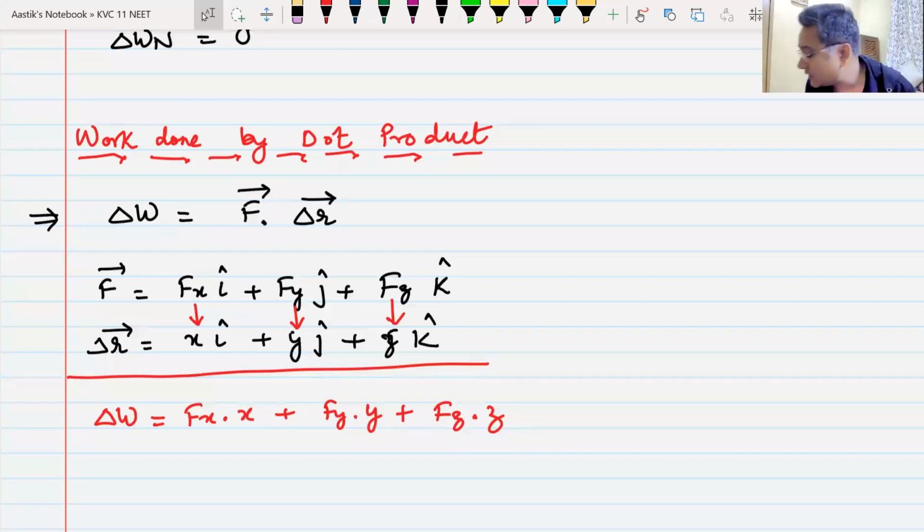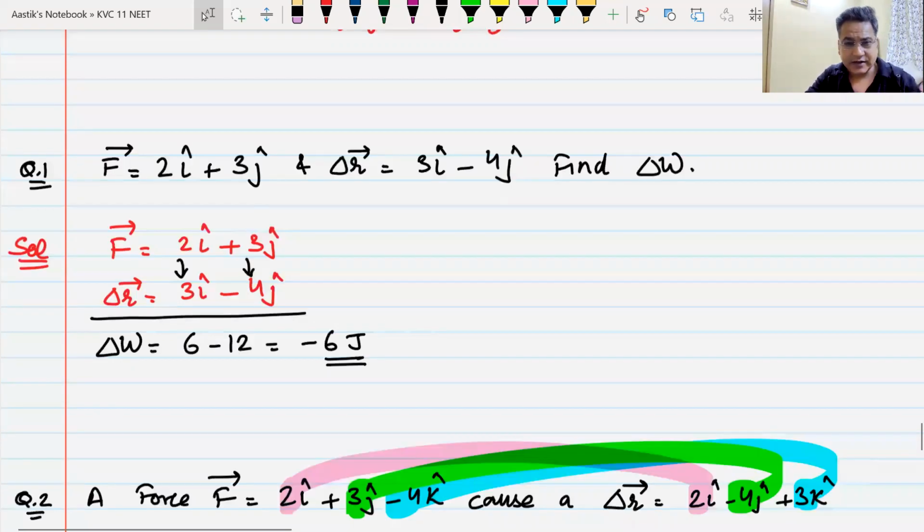Then we had seen that we can also find work done by using the dot product. When we have to find out the dot product, we just simply multiply i by i, j by j, and k by k. Yes or no? We will continue on this in this class, and we will see more examples of it, because what I feel is that you might get a question based on this. I'll give you one or two more questions on this.